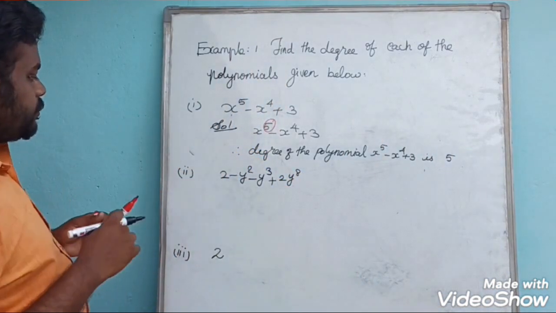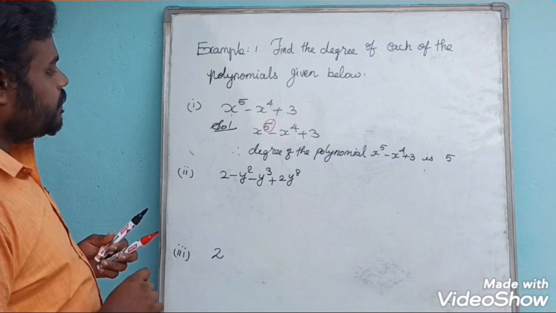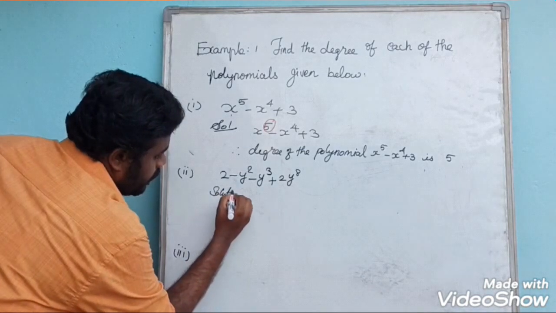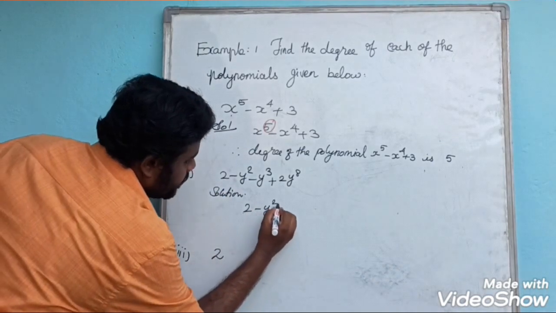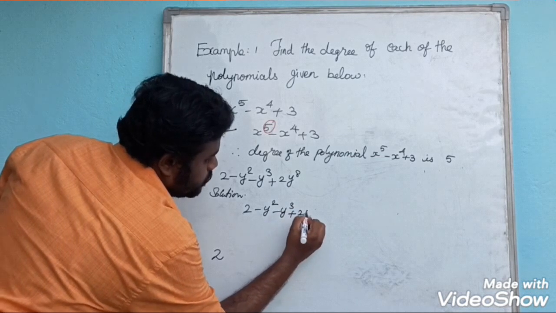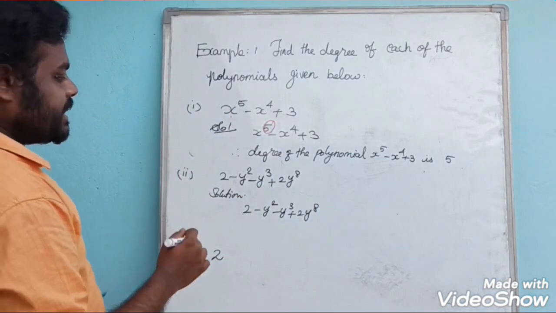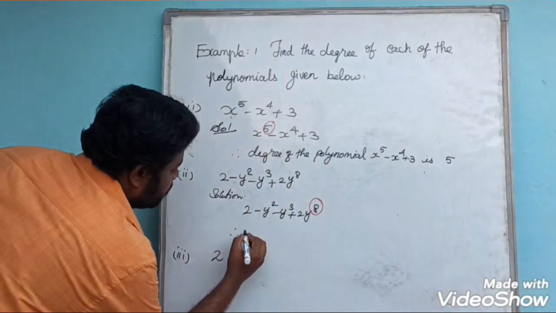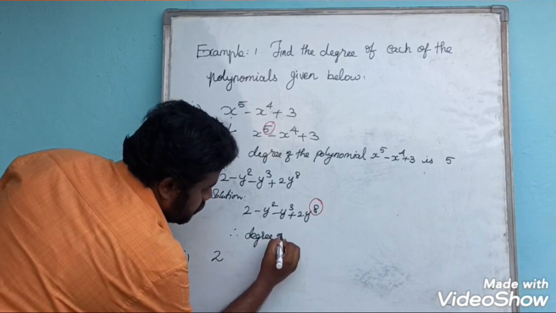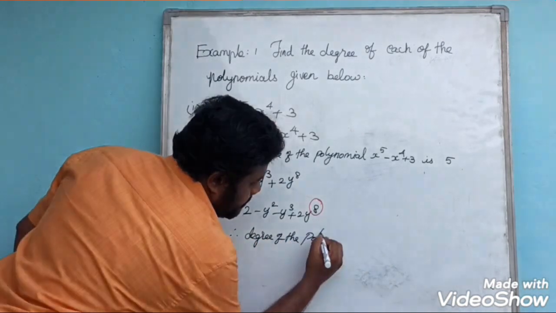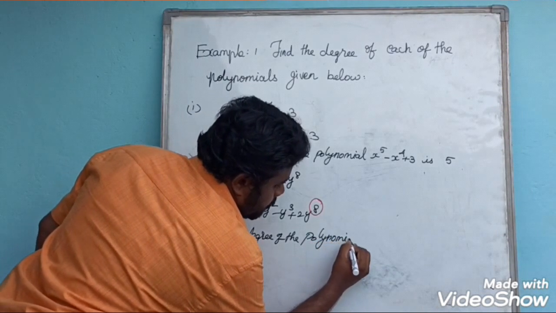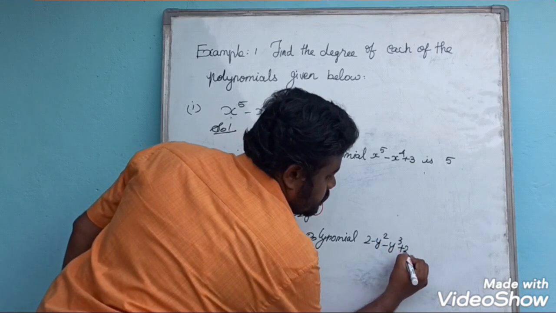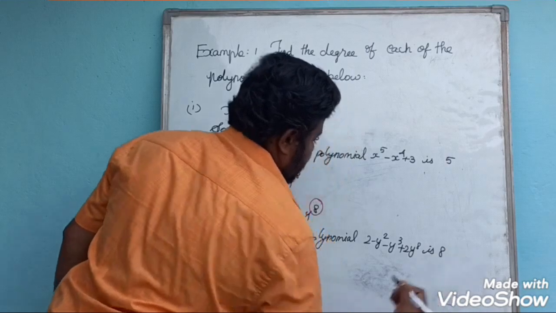In the same way, question number 2: 2 minus y square minus y power 3 plus 2y power 8. As usual, we observe that the highest power is 8. Therefore, what is the degree of this polynomial? The degree of the polynomial 2 minus y square minus y cube plus 2y power 8 is 8.